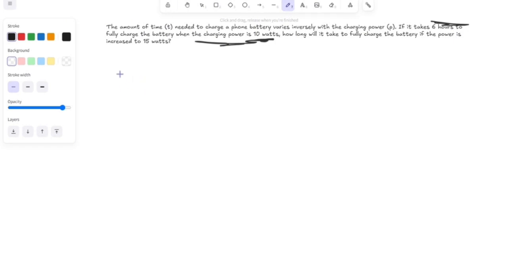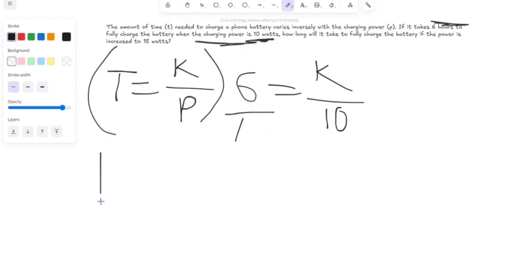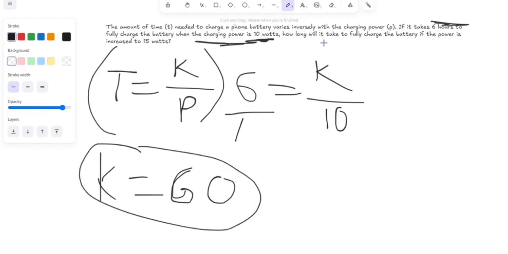Para makuha natin yun, kunin muna natin ang constant, which is k. Ang time daw ay 6 hours. So 6 equals k over 10, yun ang power. Okay, solve na natin ito. K, muna i-cross multiply natin, k times 1 is k. 10 times 6 is 60. Yan ang ating constant.